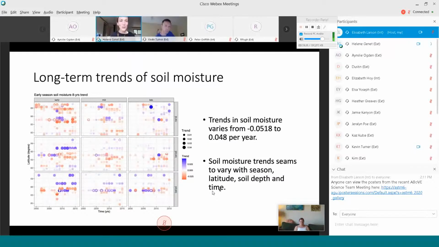Okay, long-term trends. We base our long-term trend estimates on an 8-year moving window. 8 years was based on a cutoff value where we decided, looking at the distribution of the length of the time series, that it was a way to maximize our data. The colors here: red represents drying trends, and blue represents wetting trends of soil moisture. The y-axis is the latitude, so the top of the graph is more northward and the bottom southward. The sizes of the dots represent the slope, the magnitude of the trend. Each column represents early season, mid-season, and late season, and each row represents a depth range.